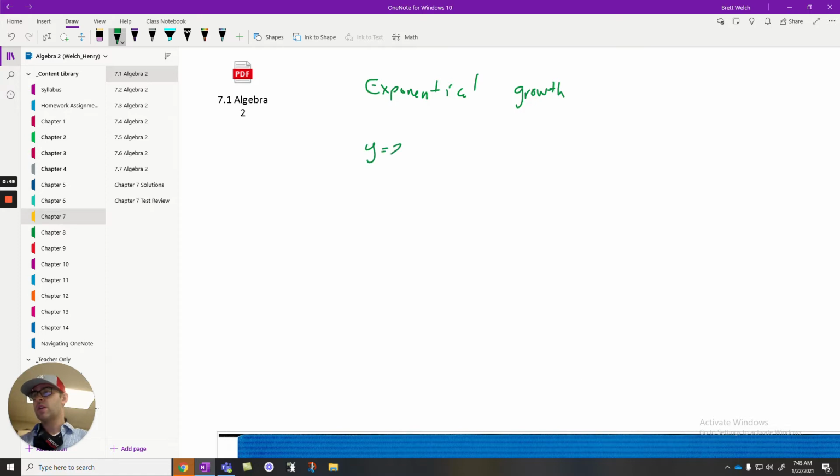y equals 2 to the x. This is probably the simplest one we can talk about. It's the doubling function, where every time we multiply our last result by 2. And that's what this exponent does here. If you think about it, when x is 1, it becomes 2 to the first. Well, 2 to the first is just 2.